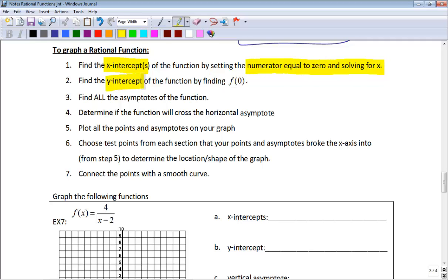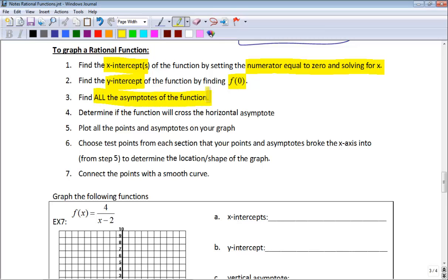Next, we're going to find the y-intercept. Well, how do you find y-intercepts? You plug in 0 for x and solve, finding f of 0. After we found the x and the y-intercepts, the next step is going to be to find all the asymptotes. So we're going to find the vertical and the horizontal asymptote, and we do that just like we did in the video before.